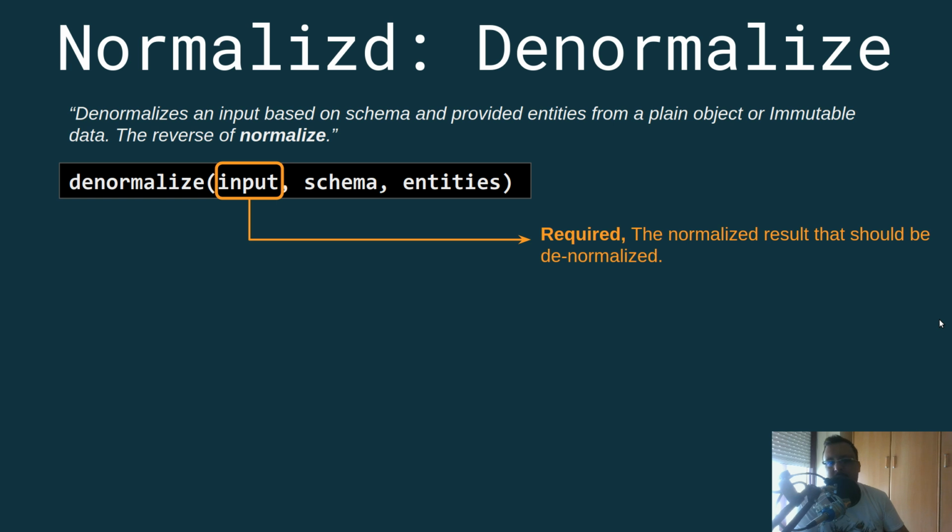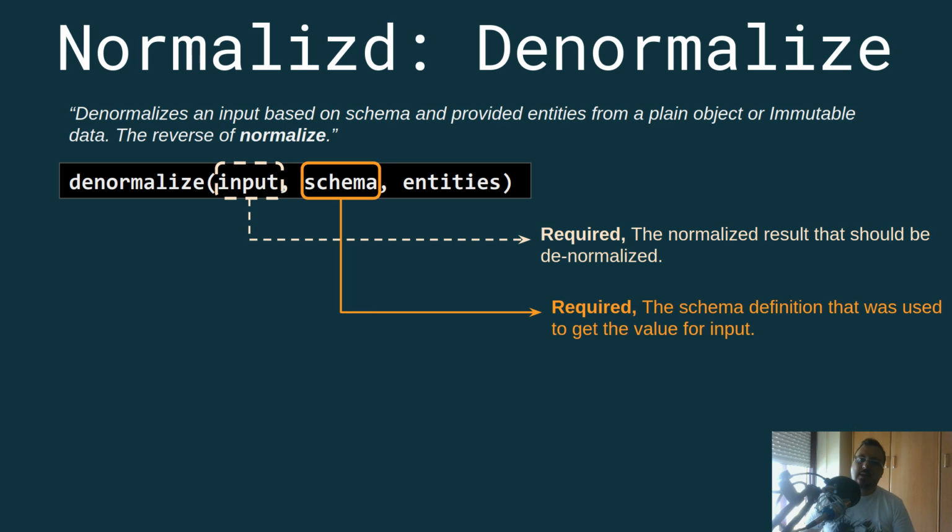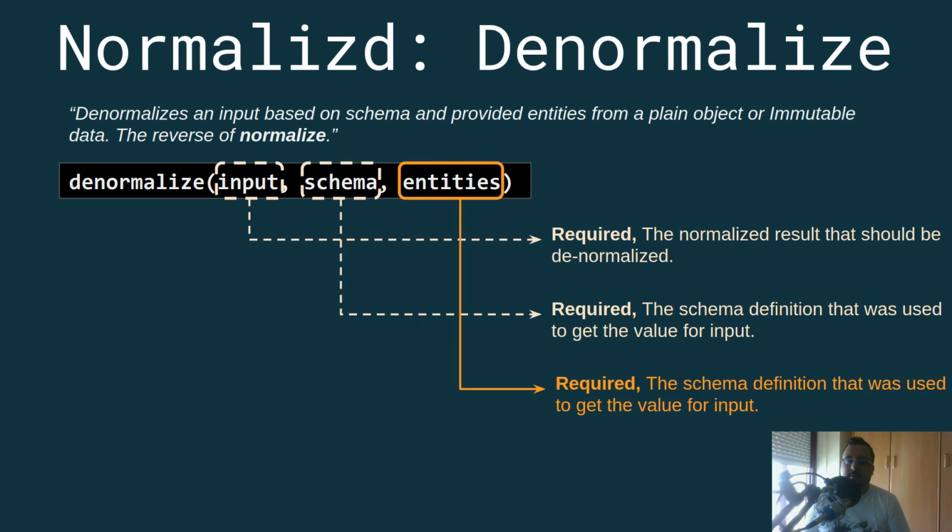So it denormalizes an input based on the schema provided and the entities from what you give it. So the input is just the normalized result. For example, you can use the normalize function, and the result of that normalize function, you put it here as the input. The schema is the same schema as before, and we will see what a schema is. And the entities.